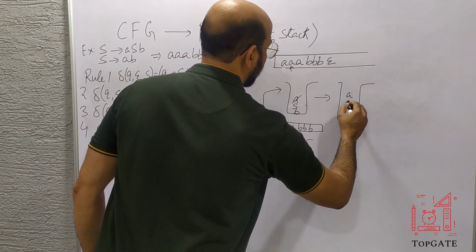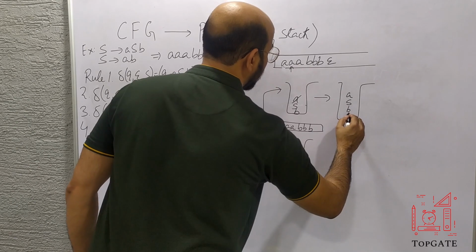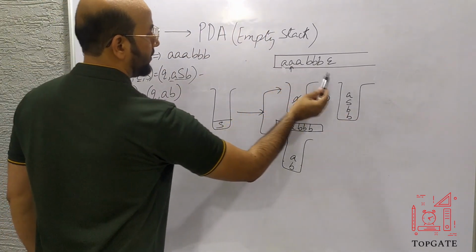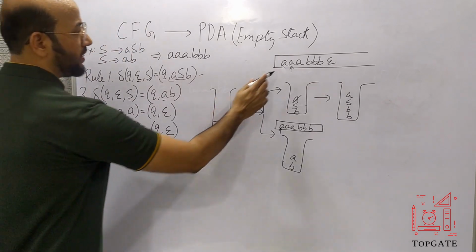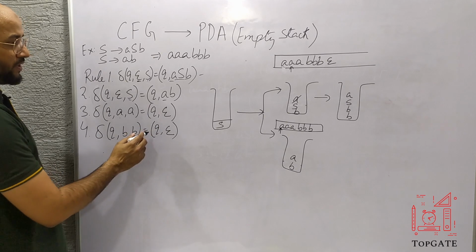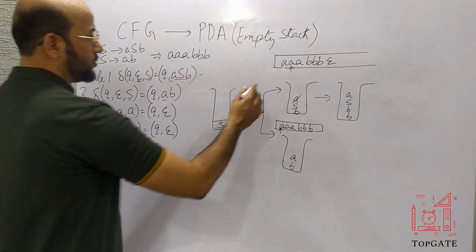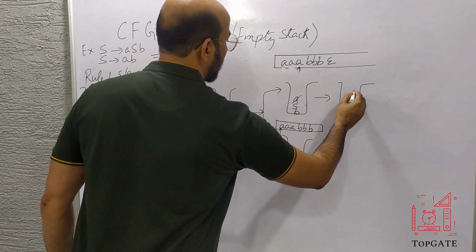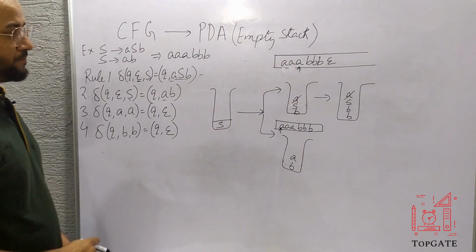We'll get A S B followed by B. Okay. Now the element to process is A and the top stack element is A. So we have A comma A. Again for A comma A, what we have? We have epsilon, that is this A should be popped out. So this pointer will now move on to the next A and this A will be popped out.